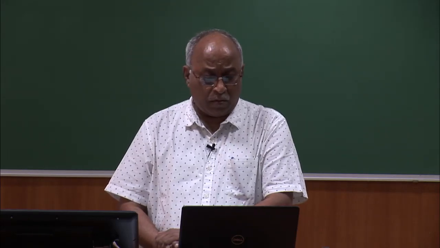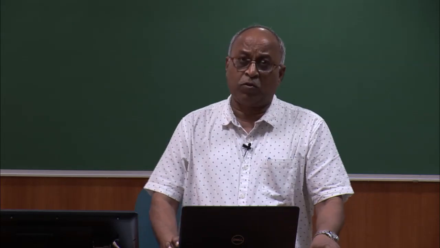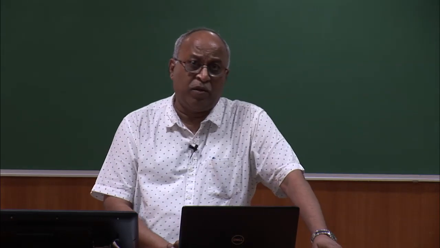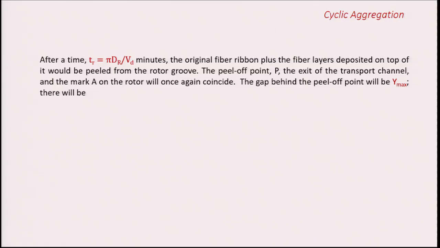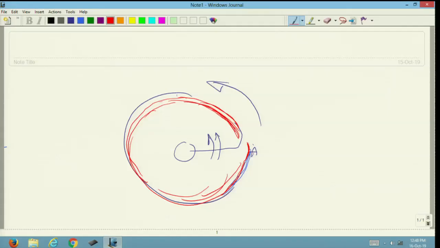So, what is going to be the back doubling? How many layers will be formed? How do we get it? For that, the peel off point, if it covers one complete circumference, that is when the cycle is going to be completed, right.